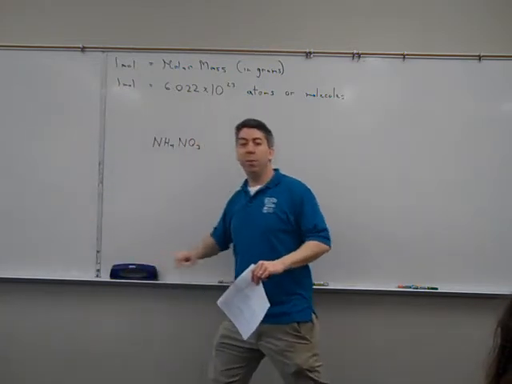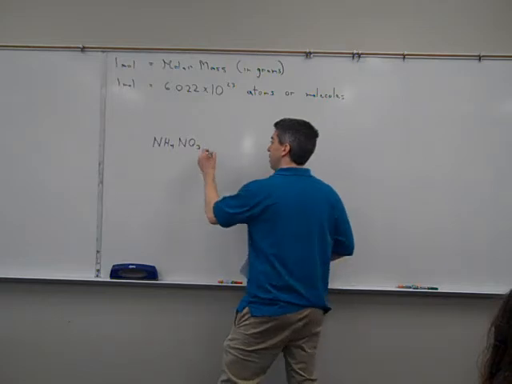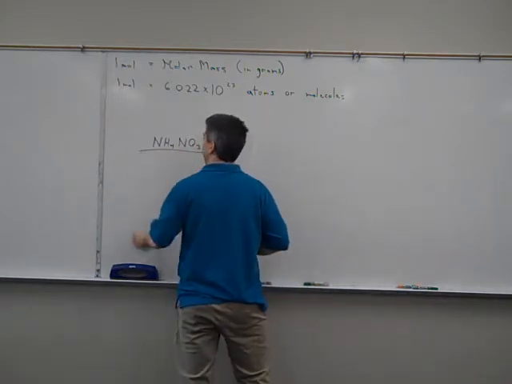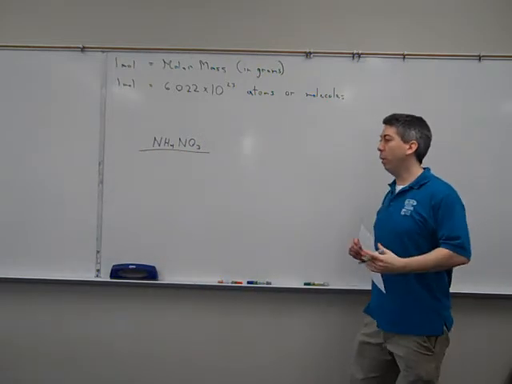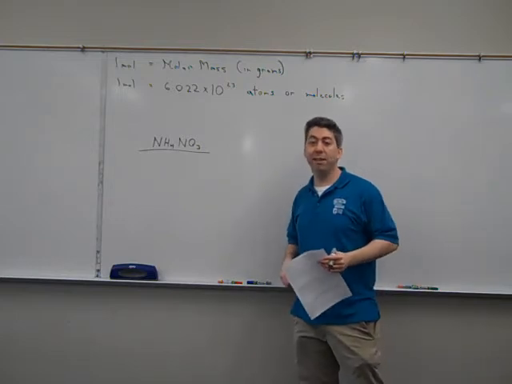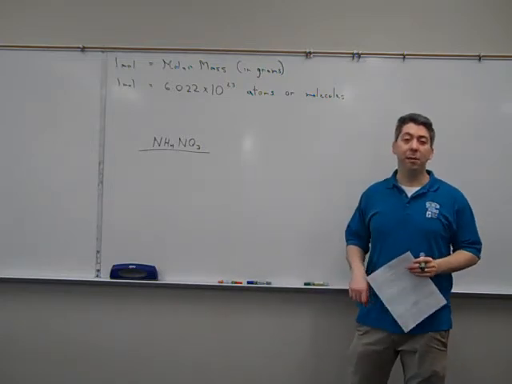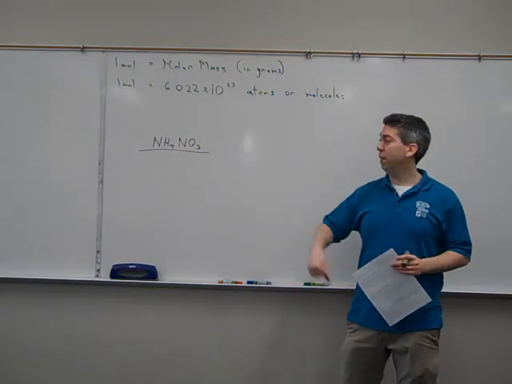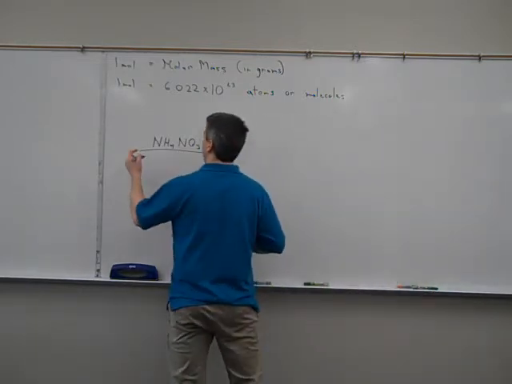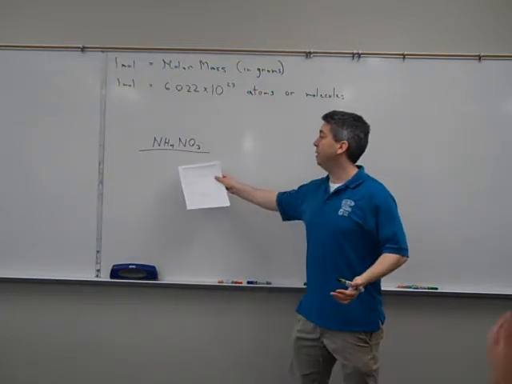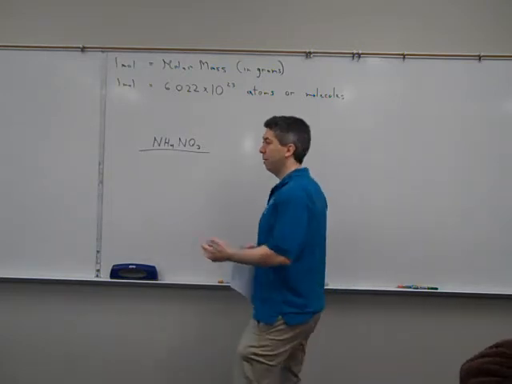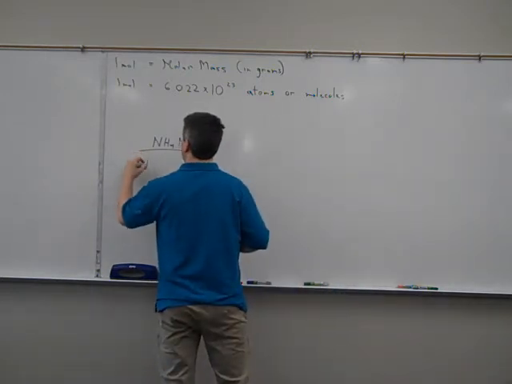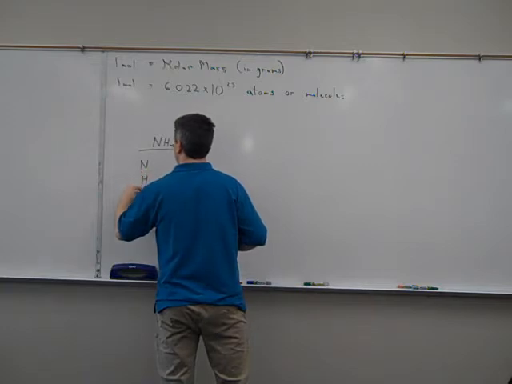So we want to do percent composition. And if you use my overly organized way of calculating molar mass, percent composition actually becomes very easy. So let's be overly organized. What are the elements that we have present in this compound? Nitrogen, hydrogen, and oxygen.